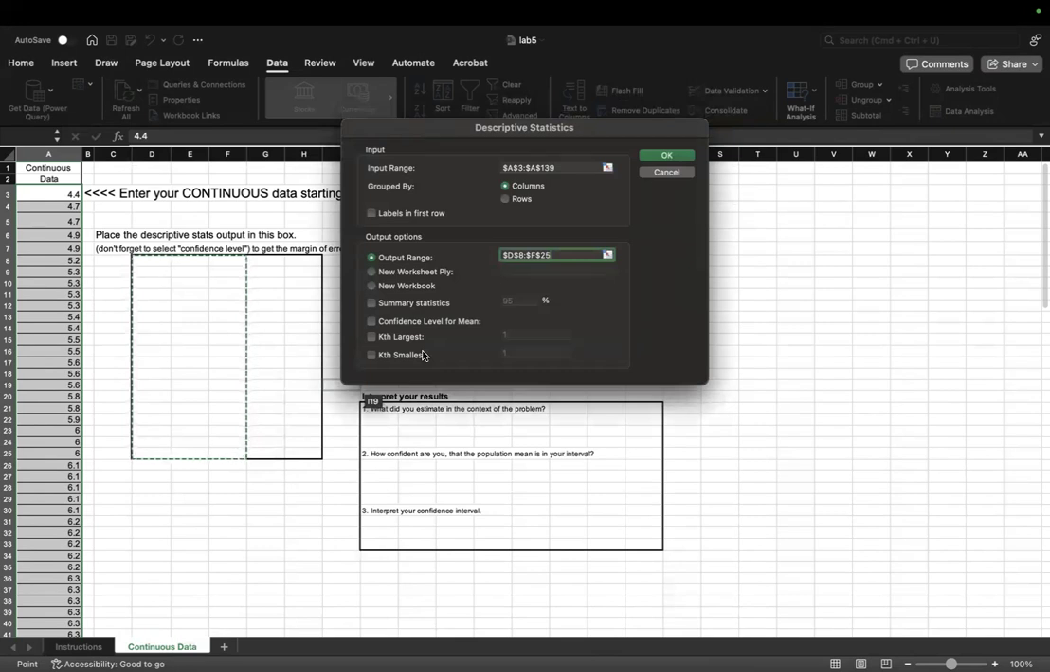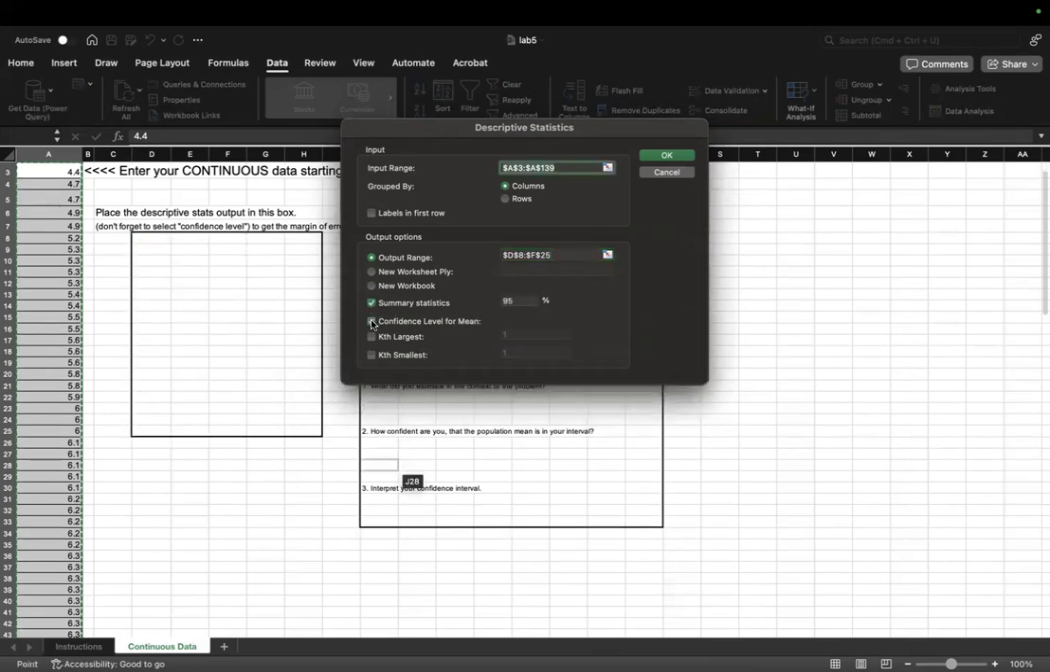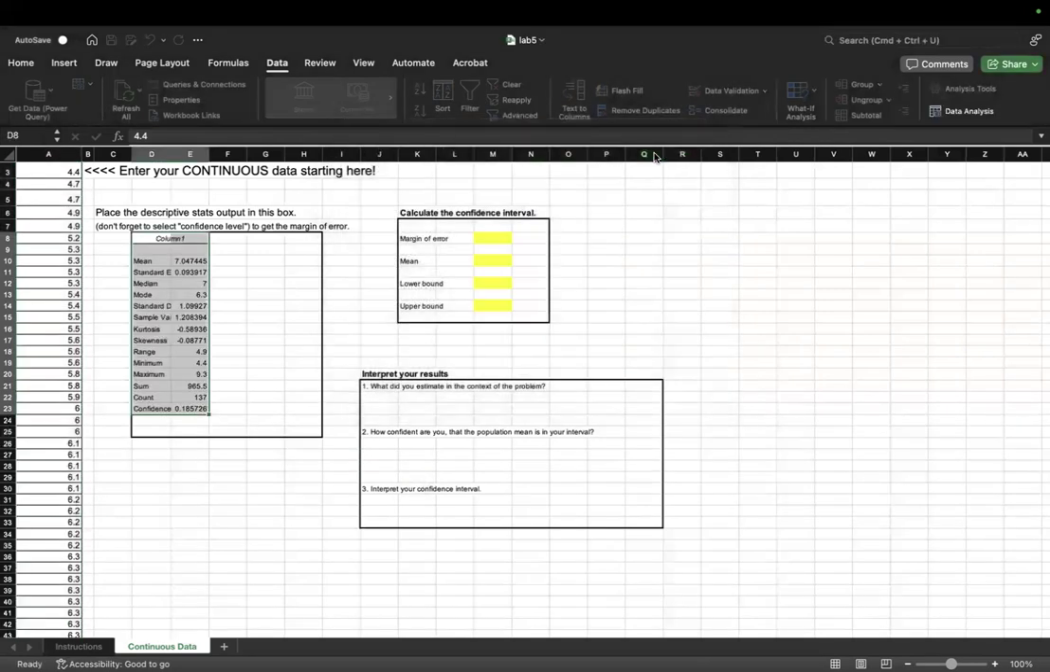Now there's a couple of things that we need to check. Once again, I'm going to click on summary statistics, but now we also want confidence level for mean. I don't care what confidence level you use. It defaults to 95%. Feel free to use 90, 99% or whatever you want, or just leave it. Don't forget to check that box. I'm going to click OK, and it's going to put it in here.